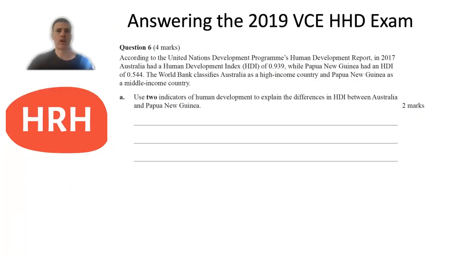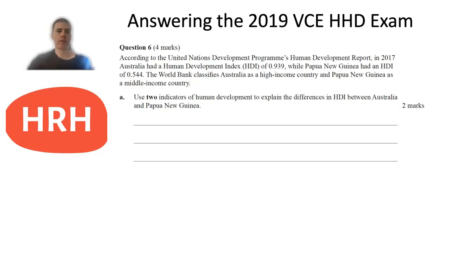So question 6 was worth 4 marks in the 2019 exam. You can see they started with some information about the UN's Human Development Report in 2017, where Australia had a HDI, that's the Human Development Index, of 0.939, whereas Papua New Guinea had a HDI of 0.544. It also mentioned that the World Bank classifies Australia as a high-income country and Papua New Guinea as a middle-income country. So part A, for 2 marks, was asking you to use 2 indicators of human development to explain the differences in HDI between Australia and Papua New Guinea.